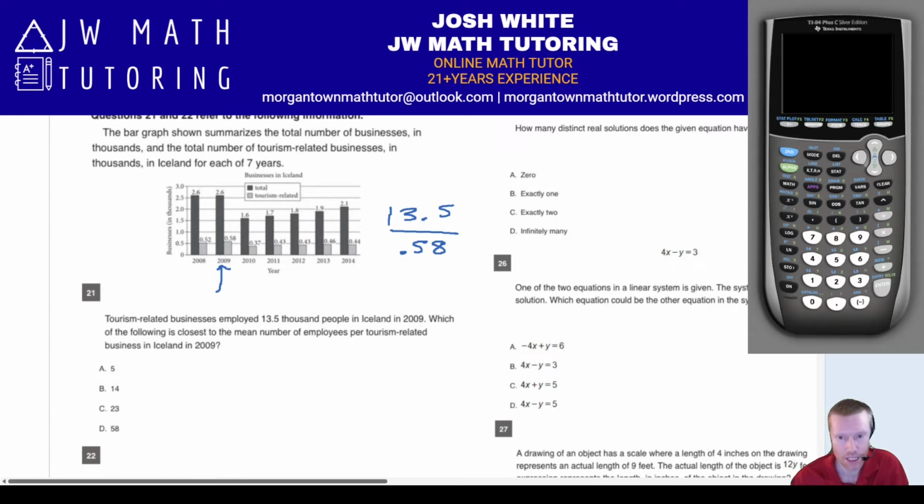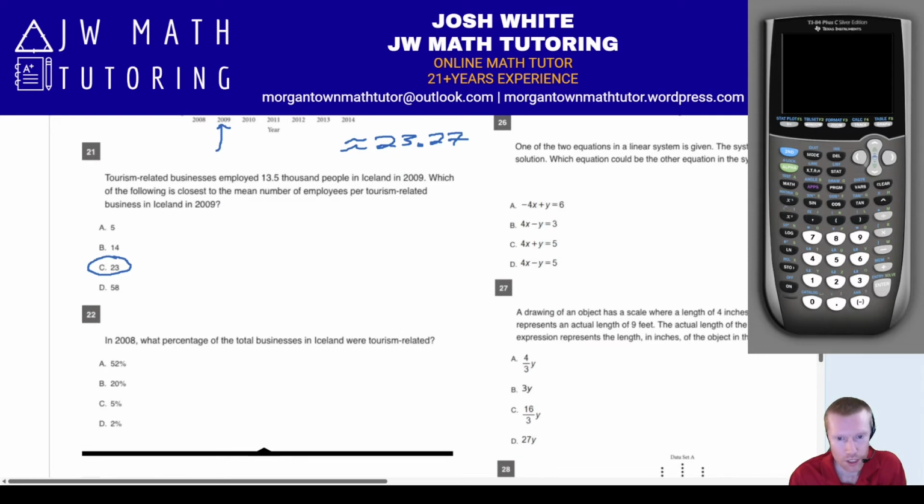So if you divide this on the calculator, you get about 23.27, and then that would just round to 23 right here. So really what this is asking is, there are 13,500 people that worked at tourism-related businesses. There were 580 tourism-related businesses. So what was the average number of people that worked at one business? And again, you just divide the two numbers, comes out to about 23.